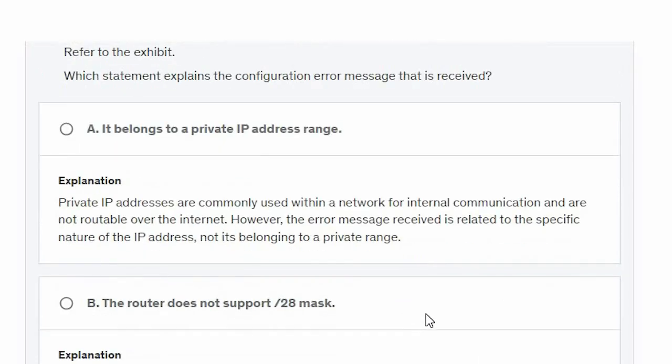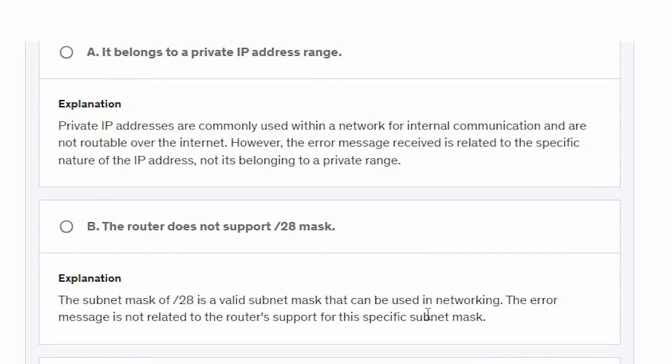Explanation to question number 3. The first answer, private IP addresses, are commonly used within a network for internal communication and are not routable over the internet. However, the error message received is related to the specific nature of the IP address, not its belonging to a private range. So this answer is wrong.